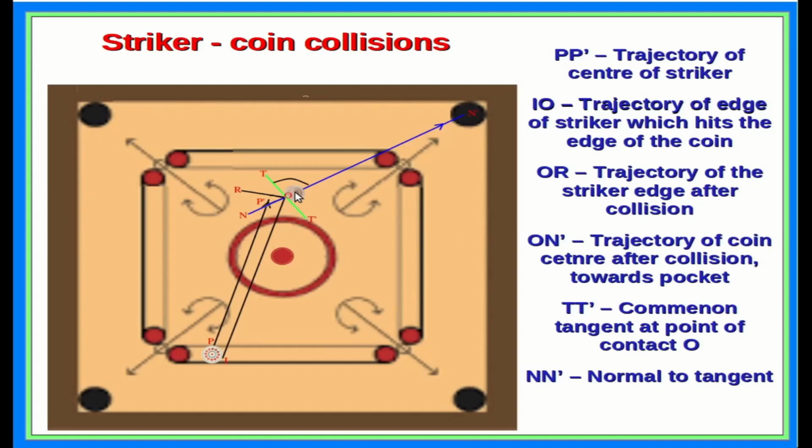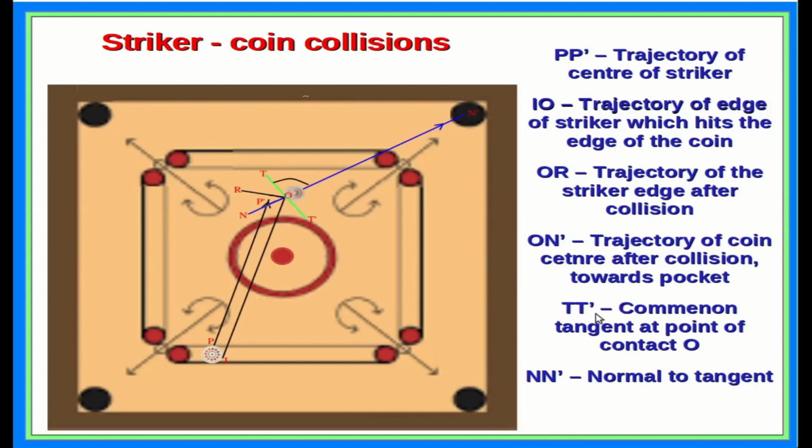Then OR is the trajectory of the striker edge after collision. Then ON prime is the trajectory of the coin center after collision towards the pocket. Why towards the pocket? Because it is always the aim of the player to pocket the coin. So he would like to have the trajectory of the coin after being struck by the striker to be towards one of the four pockets.